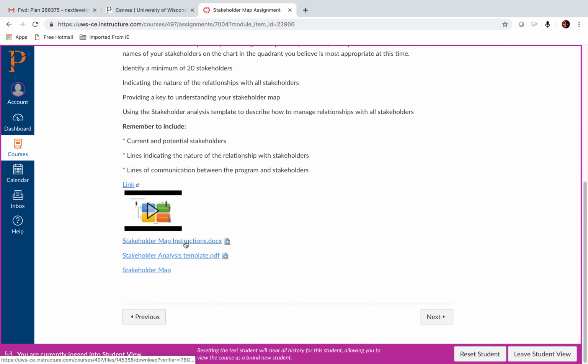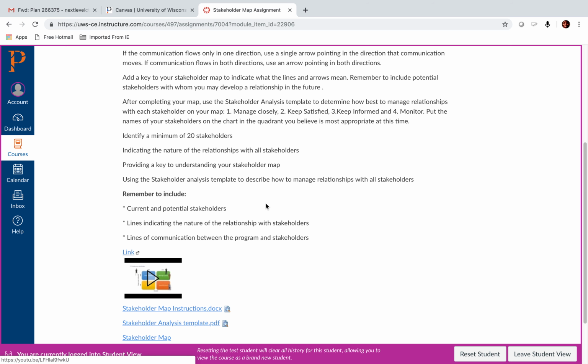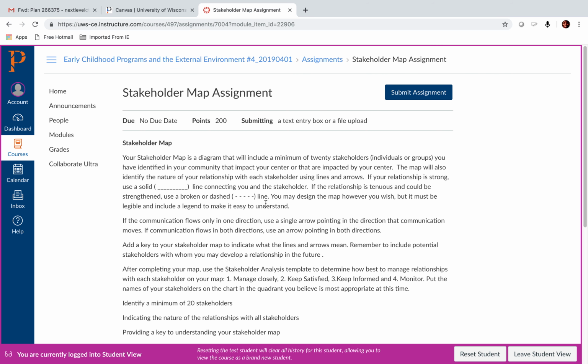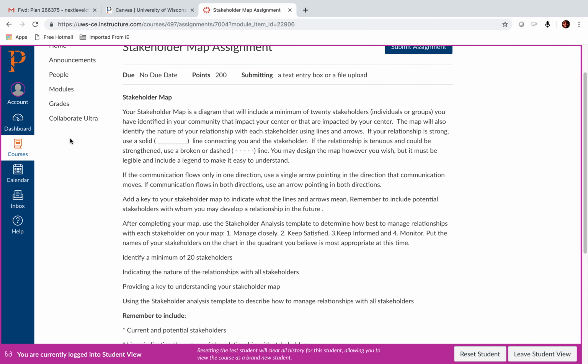So here we have it. You can actually download this if you would like. That's the Stakeholder Map instruction. And this is a stakeholder analysis template and a sample stakeholder map. So make sure to watch the video, and that should help you to complete this assignment. And this assignment will be due at the end of the second week.